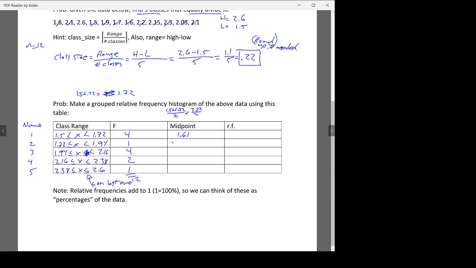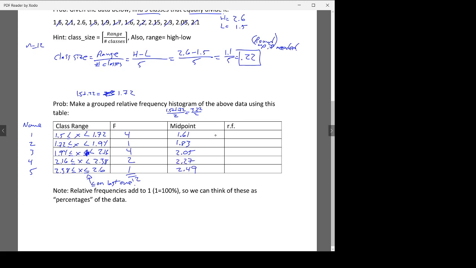Or you could say, oh, you know what, I'm just going to add the 0.22 to that. So 1.83, 2.05, 2.27, and 2.49.